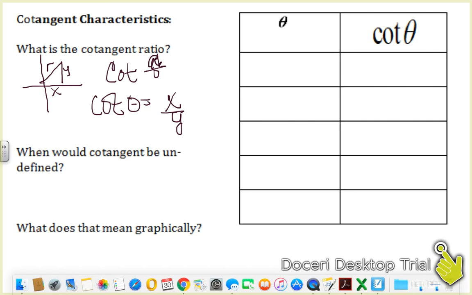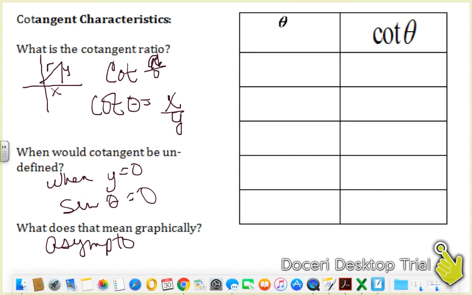So cotangent would be undefined whenever y is equal to 0, or sine is equal to 0. And what does that mean graphically? That means they are asymptotes. You're going to do your same angles that we've been doing all along. You're welcome to do more if you need to, but we're just sketching, so these will give us the zeros and the asymptotes, and then we're going to sketch along.